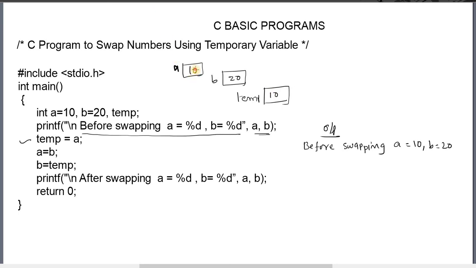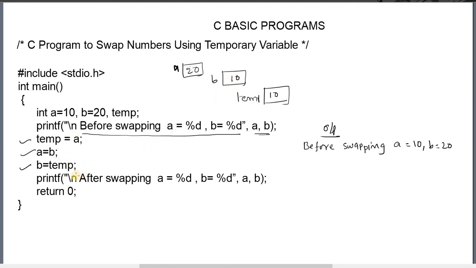Now in this variable, now we can store b value. By this next statement, the b value is copied into a. Now the b is free. In this b, by another step, temp value is copied into the b, thus 10 will be here.